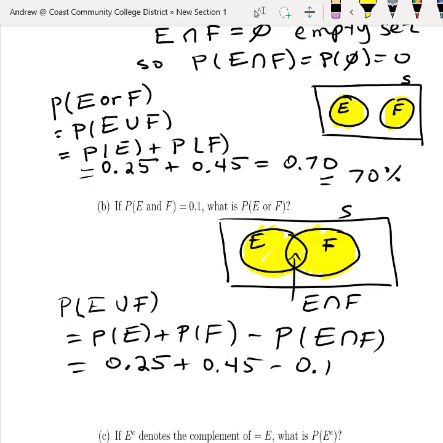So if we think in terms of area, the area of E is 0.25, the area of F is 0.45, and that overlap intersection is 0.1. If we just add the area of E and the area of F, we're going to get that intersection counted twice. So we don't want to count twice, we want to count once, so we'll subtract off one of those. And if we put that in the calculator, that is going to make 0.7 minus 0.1, and that makes 0.6, and that's 60%.